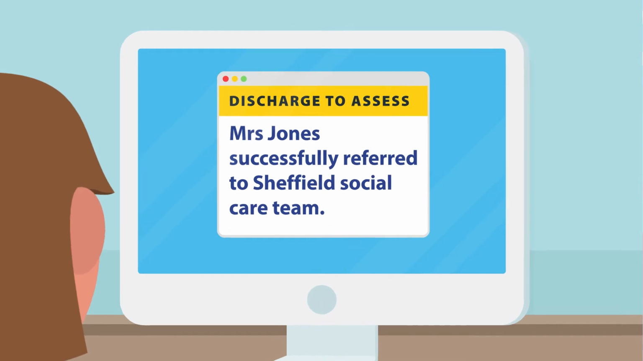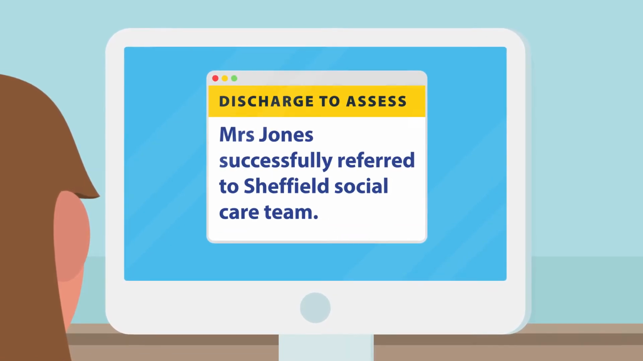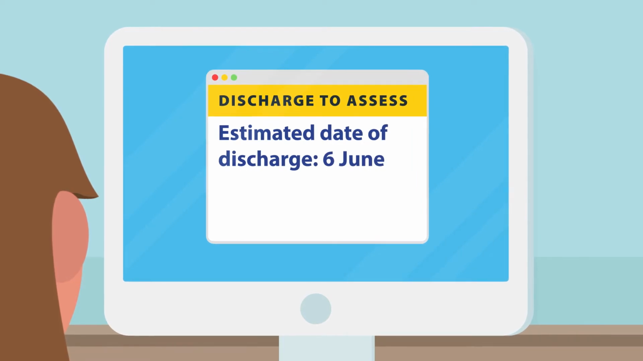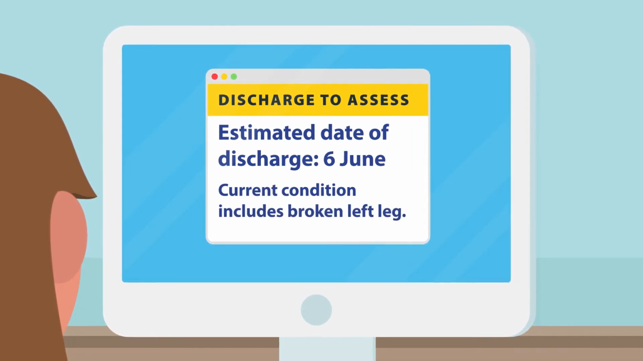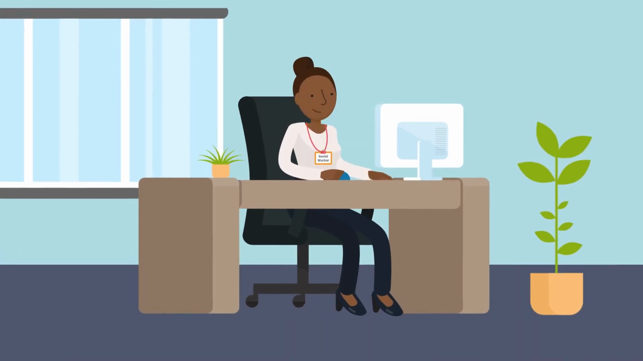Using Discharge to Assess, the clinician can refer Mrs. Jones to the Social Care Service. The referral includes an estimated date of discharge and details of Mrs. Jones' current condition to start the process of planning for an assessment. The social worker receives all the relevant referral details electronically to prepare for the assessment.